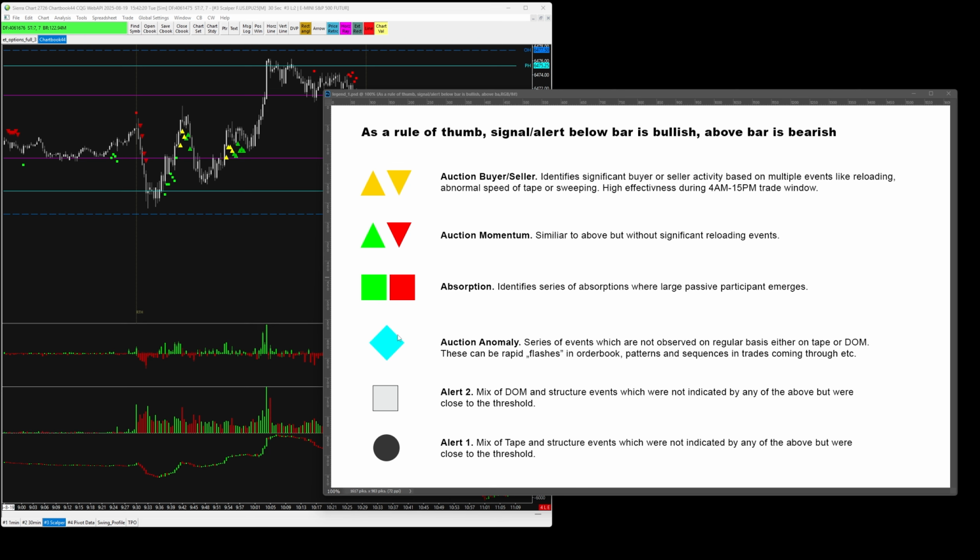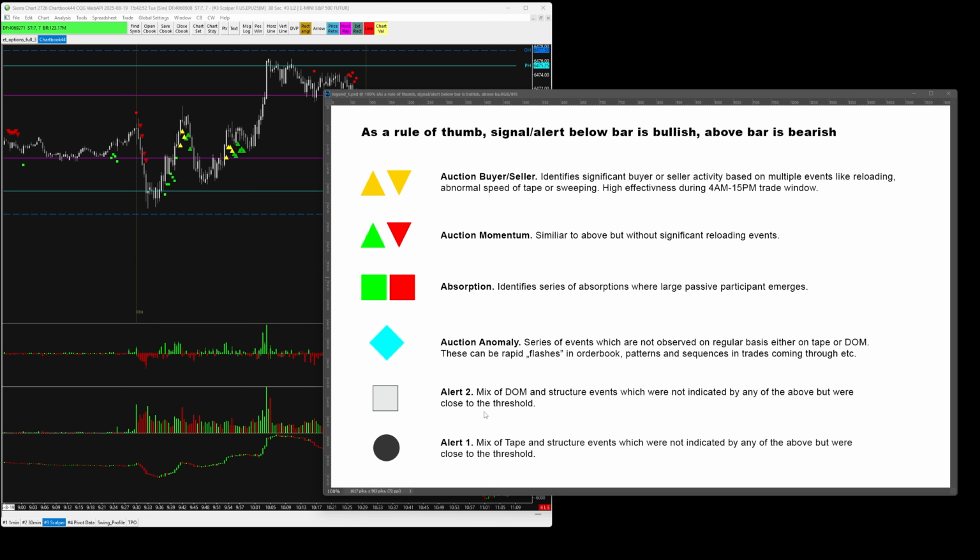Like it might not be a buyer, it might actually be a seller, but it's probably 10% of the time. Okay, then we have this light square and the circle, and this one is the least important, I think. These two are Alert 2, so a mix of DOM and structure events which were not indicated by any of the above but were close to the threshold.